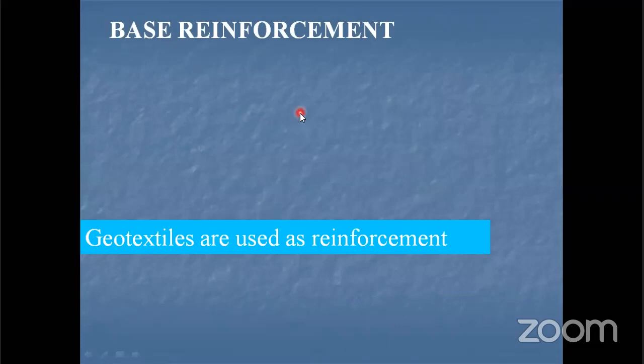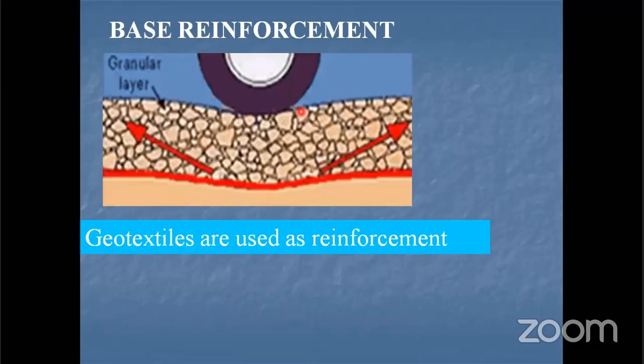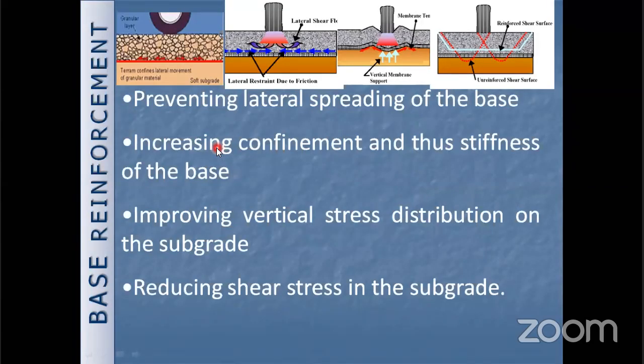Now coming to the base reinforcement function, the surface and base layers act together to support, to distribute the traffic load on the subgrade. When the subgrade consists of soft clay, silts and organic soils, it is unable to adequately support the traffic loads, and the geotextiles are used as reinforcements. And as a base reinforcement, these geotextiles perform in four different ways. It prevents the lateral spreading of the base, and also it increases the confinement and the stiffness of the base, and it improves the vertical stress distribution on the subgrade, and it reduces the shear stress on the subgrade.